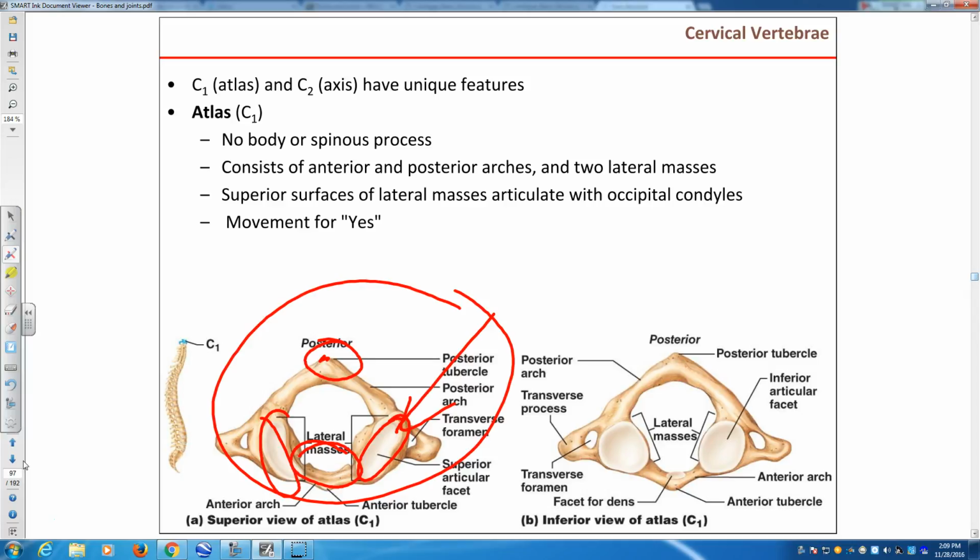So these lateral masses articulate with occipital condyles on the occipital bone of the skull. And if I were able to... this one has a steel rod coming through its skull, so it cannot say yes or no, but I can. So that movement, the yes movement, is when these occipital condyles go back and forth on the superior articulating facets of the lateral masses.